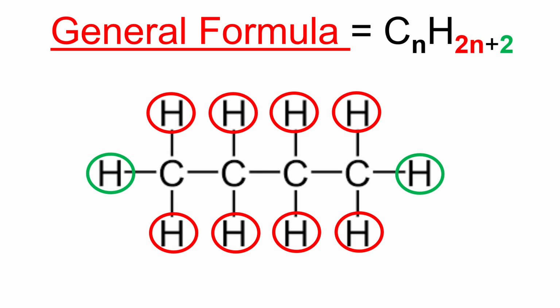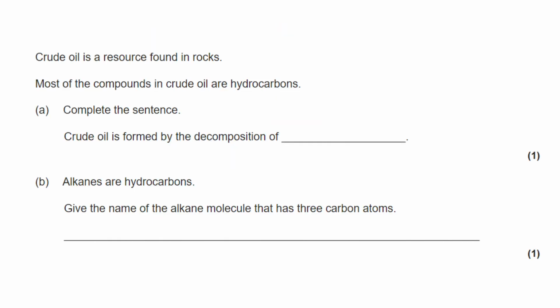Well, let's take a look where this actually comes from. The Cn comes from the number of carbon atoms. In this case, it's 4. The hydrogen, as you can see, there's 4 hydrogens above and 4 below. That's where 2n comes from, so that's 8. And at either end in green, there's 1. That's where the plus 2 comes from. So the formula here will be C4H10.